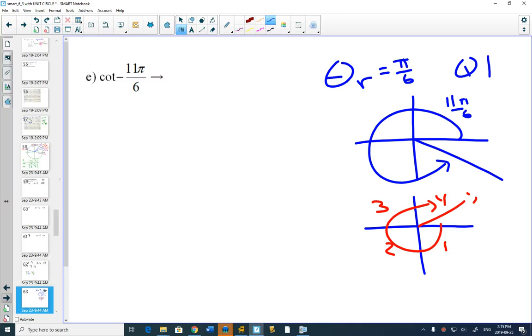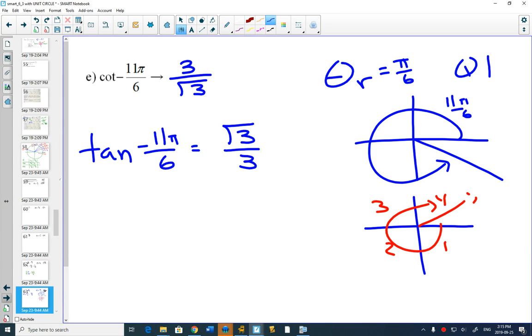Now, cotangent isn't something that we know, but you could figure out tangent of negative 11 pi over 6. Well, I know that tangent of pi over 6, 3 plus 3 is 6, is root 3 over 3. It's in quadrant 1 where it's positive. So cotangent of negative 11 pi over 6 will be 3 over root 3, which happens to be the same as root 3.